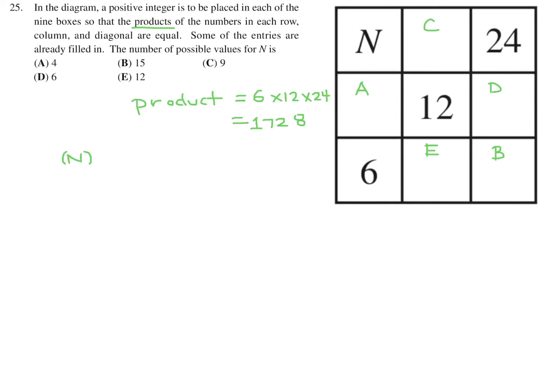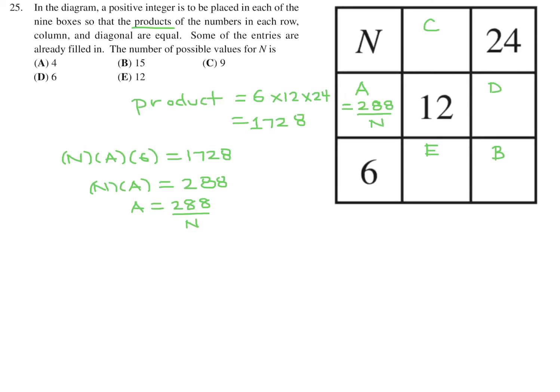N times A times 6. That has to equal 1728, right? Because every row, column, diagonal, when you multiply the numbers in them, they have to equal the same. And our product is 1728. So from that I get n times A is equal to 1728 divided by 6, which is 288. And therefore A will be 288 over n. So this is 288 divided by n. My goal is to get everything in terms of n, and then I can compare them. All right, so we took care of one.